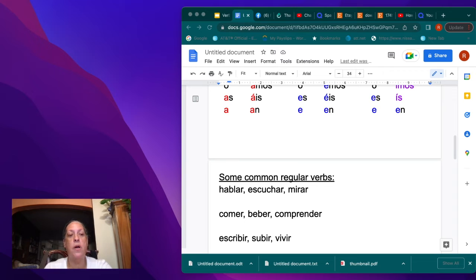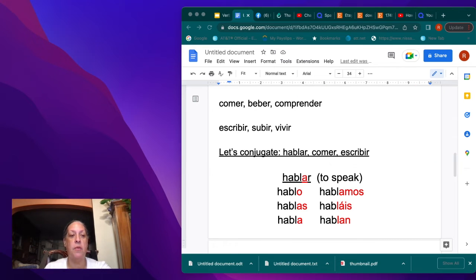Here are some of our common AR, ER, and IR verbs: hablar, escuchar, mirar, comer, beber, comprender, escribir, subir, and vivir. So we're going to conjugate one of each of those verbs with our subject pronouns and our appropriate endings. See if you can do hablar. Pause the video here and try doing hablar by yourself before we move on.